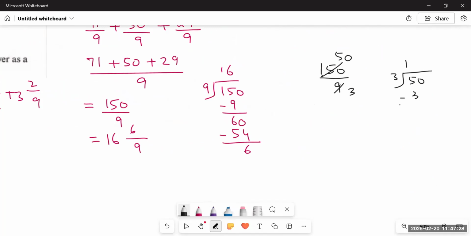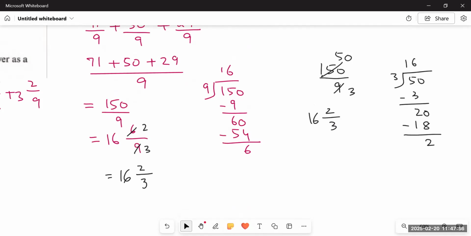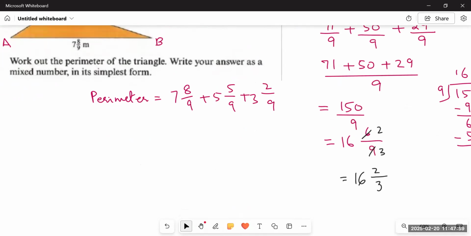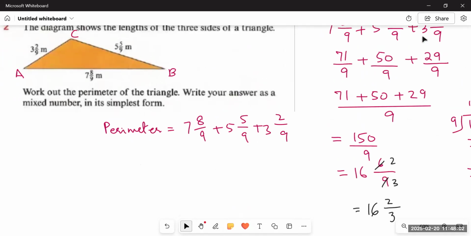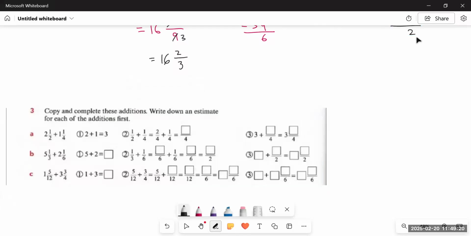3 ones are 3. 2 comes down, 0. 3 6s are 18. Subtract and the remainder is 2. So you see, we are getting the same answer, that is 16 whole 2 upon 3. And here, after dividing 150 by 9, we are getting 16 whole 6 upon 9. So we can simplify the numerator and the denominator. 3 2s are 6, 3 3s are 9. That is the same 16 whole 2 upon 3. What does it mean? It means the perimeter of this triangle would be 16 whole 2 upon 3. So the answer to this would be 16 whole 2 upon 3 meters, right?